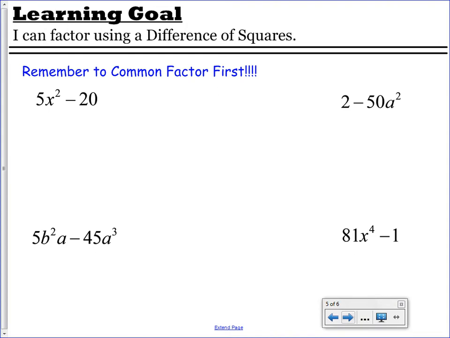Yeah. I can't take the square root of 5. That gives me a decimal. It's not a perfect square. So that's why I have this big thing in blue. Remember to common factor out first. That's what you should always do. So I can common factor out a 5. And when I common factor out a 5, what will I be left with inside the bracket?